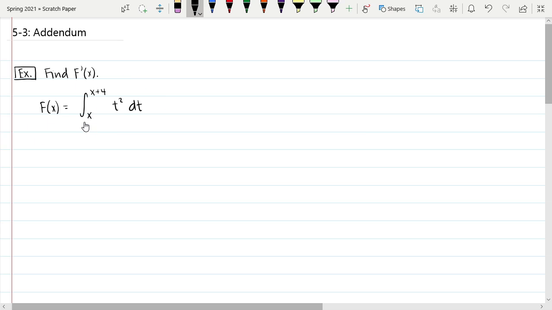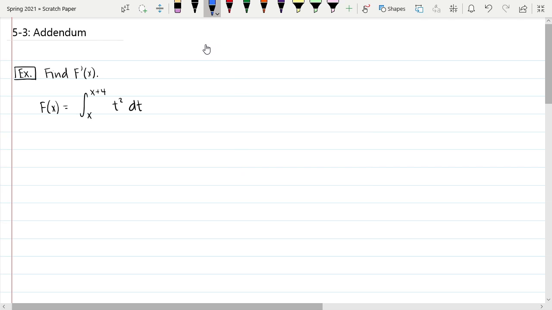Notice this time around, unlike your other FTC Part 2 questions, neither of your limits is a constant. And remember, in order to use the fundamental theorem of calculus Part 2, one of those limits needs to be a constant, preferably the lower one, but we can always switch it if it's not. But in this case, both of them are functions. And so in order to approach this, we actually need to think back to Unit 4 when we had some of our properties of integrals.